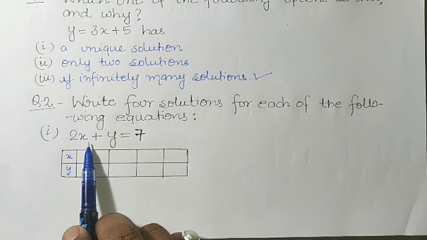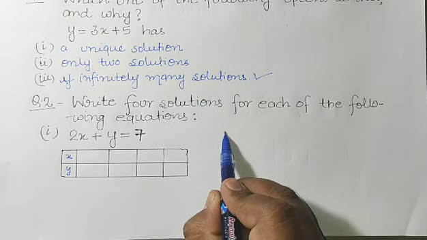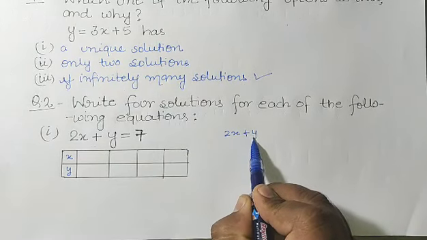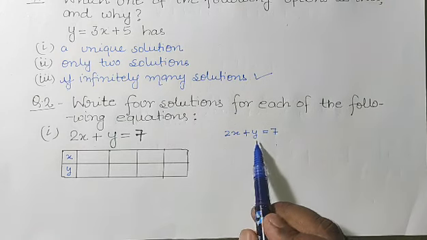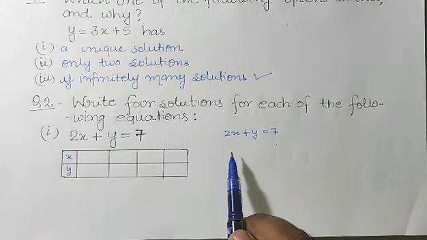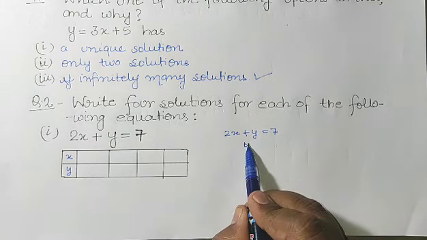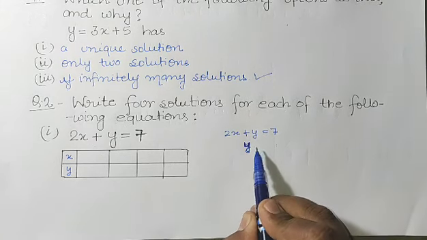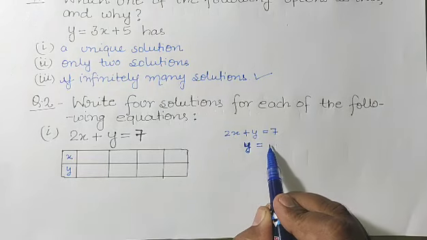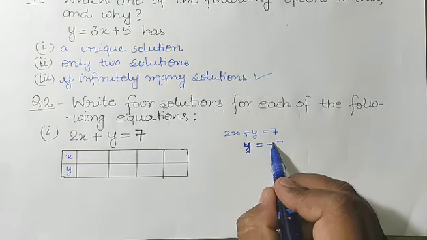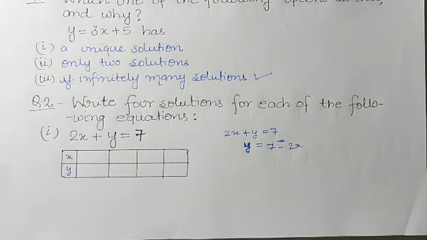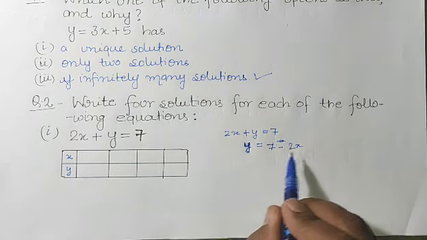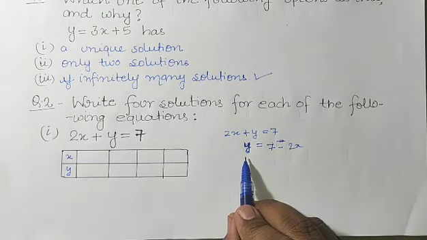See, firstly we will convert this equation. 2x plus y is equal to 7 is written. Only one variable should be in the left hand side. Suppose I am leaving y here, and the rest of the part we will shift into the right hand side. So it will be 7 minus 2x. Now students, we will put different values of x and we will get different values of y.